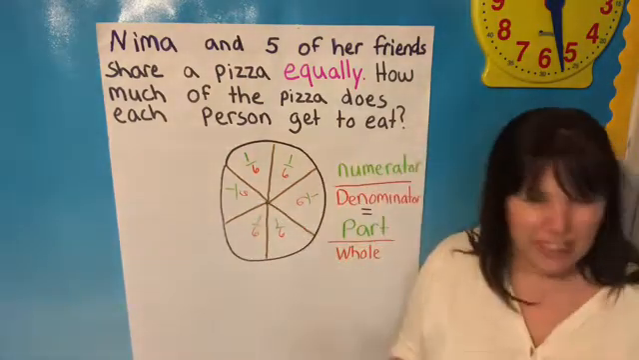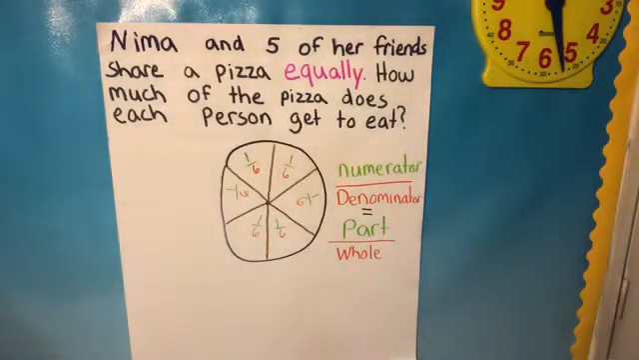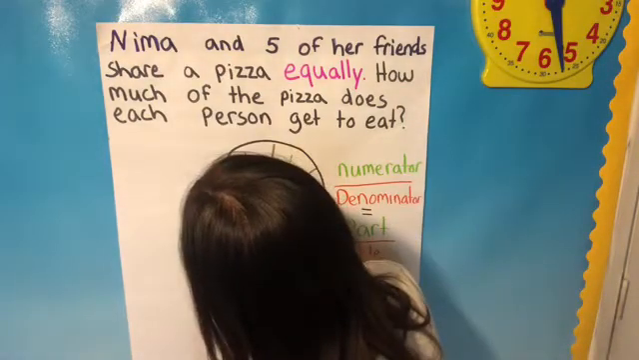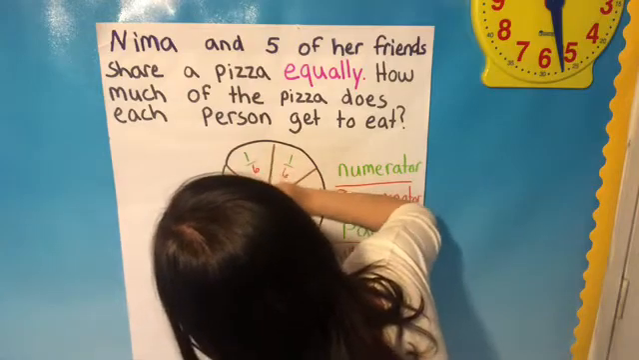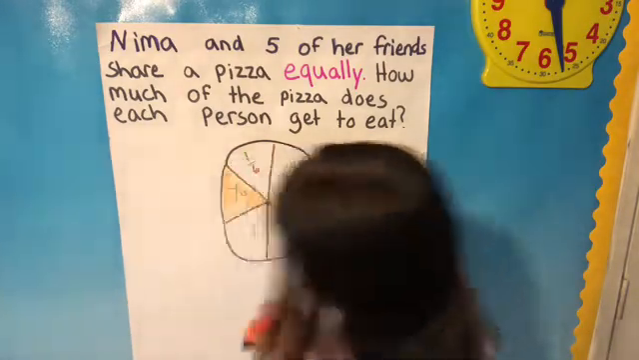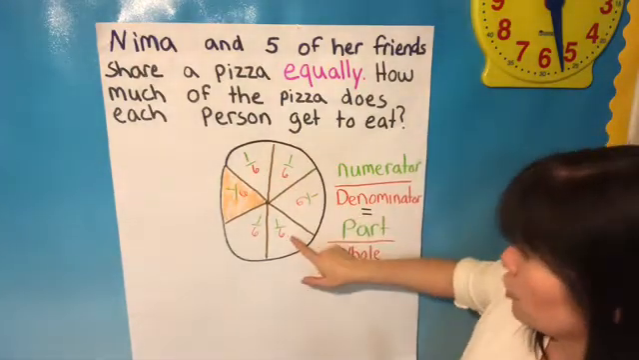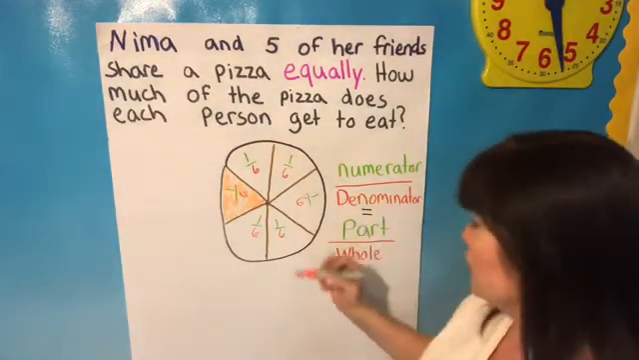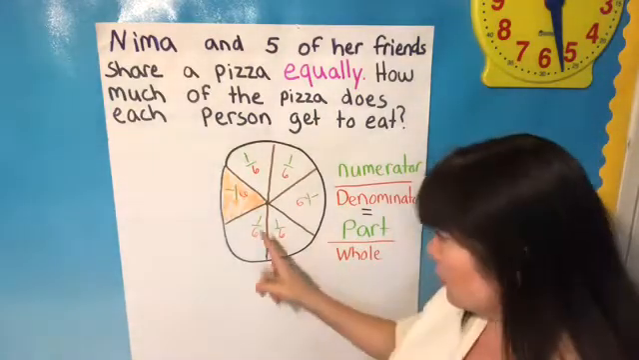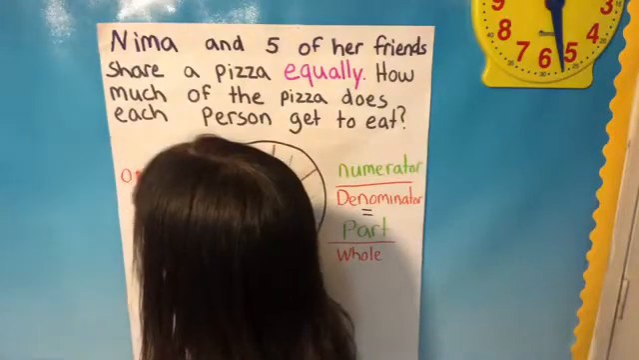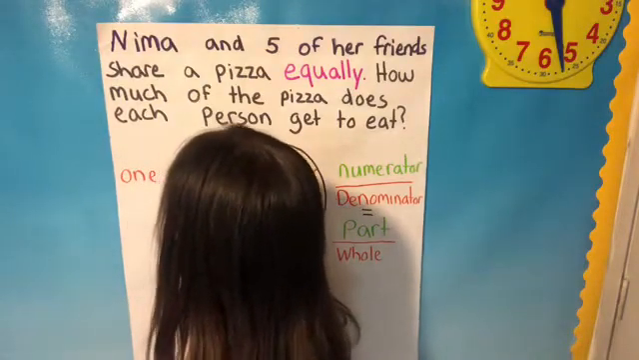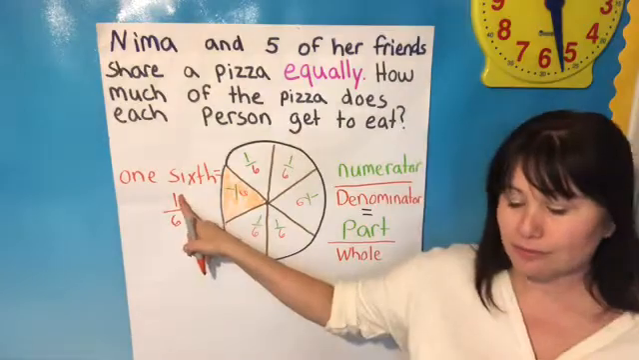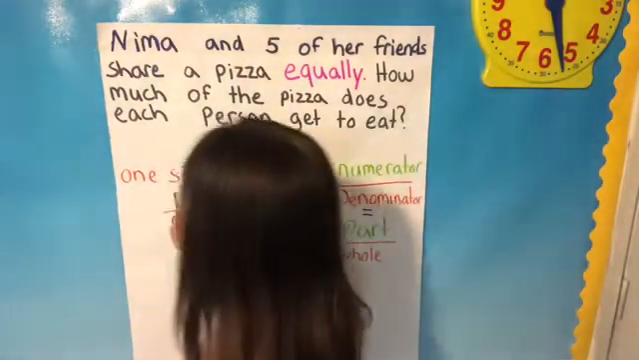So I'm going to go ahead, I'm going to get another color, and I'm going to shade in the piece that Nima gets to eat. So this one slice right here is what Nima was eating. These 5, 1, 2, 3, 4, 5, are the slices that her friends are eating. So each person gets 1/6. And we say that as 1/6 of a slice of pizza, which equals 1/6. Part, whole. Part over whole.